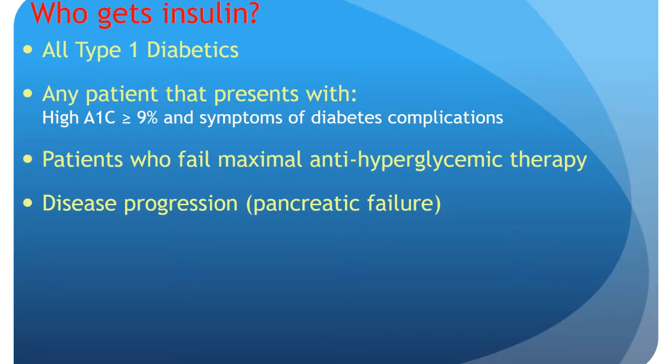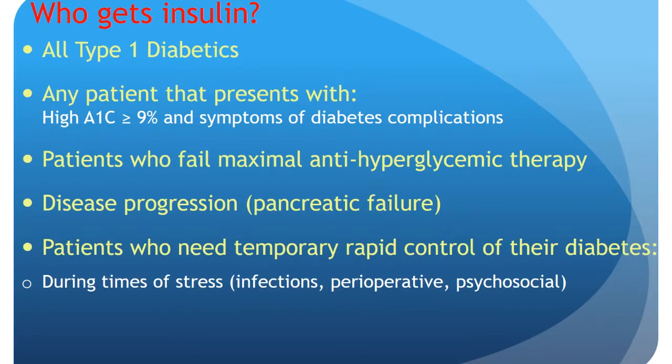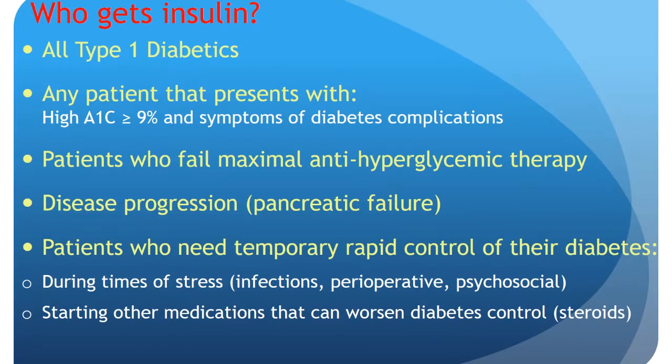Sometimes patients of type 2 diabetes might need temporary rapid control of their diabetes. Like when? During times of stress, infection, hospitalized patients, psychosocial stress, you need to give them insulin. Why? Because stress will release a lot of stress hormones: glucagon, catecholamines, cortisol, growth hormone. These are the stress hormones. Stress hormones, all of them work eventually to increase the blood glucose level, and this will call for insulin.